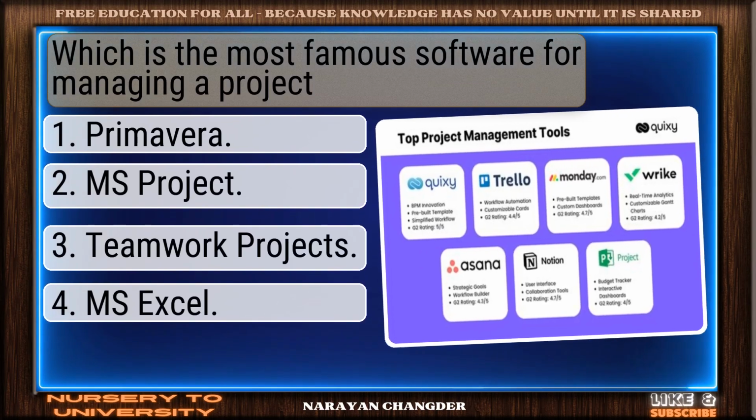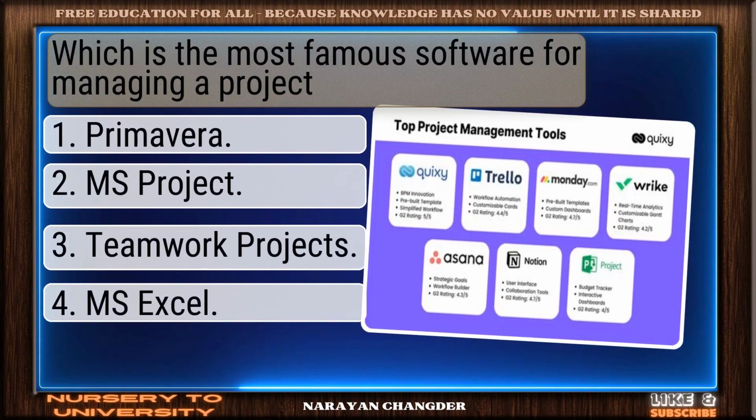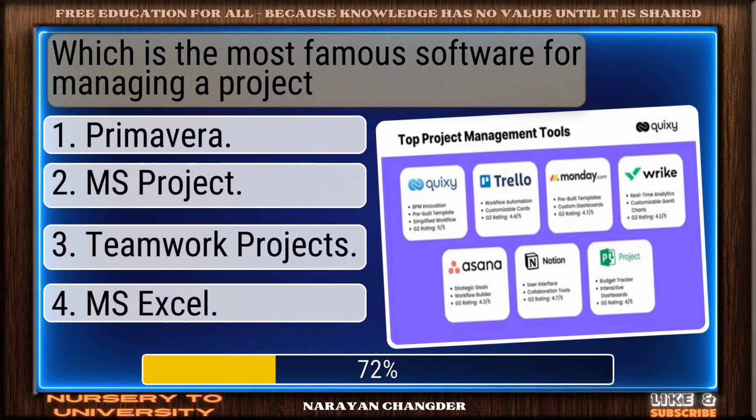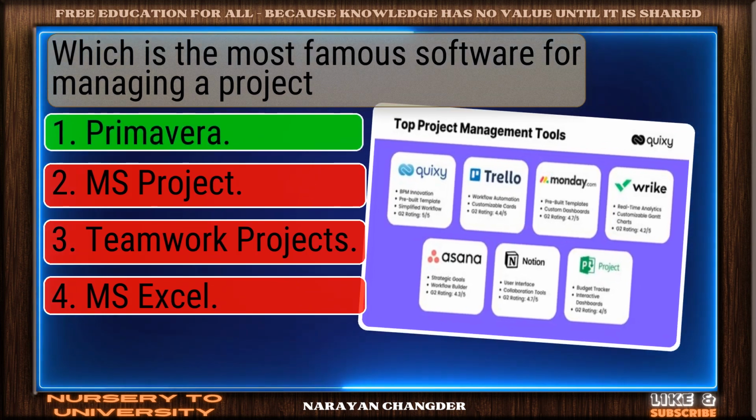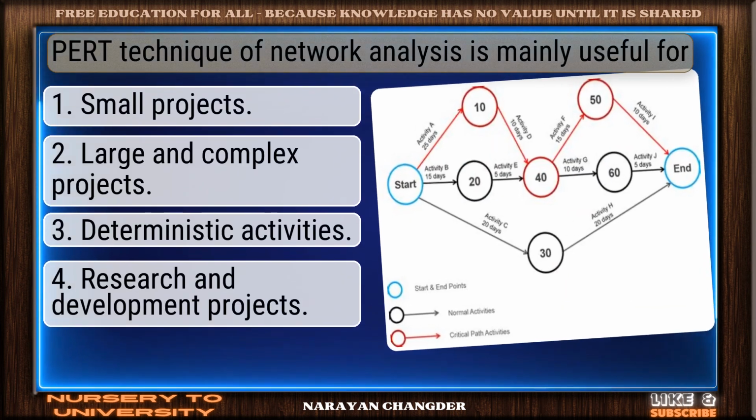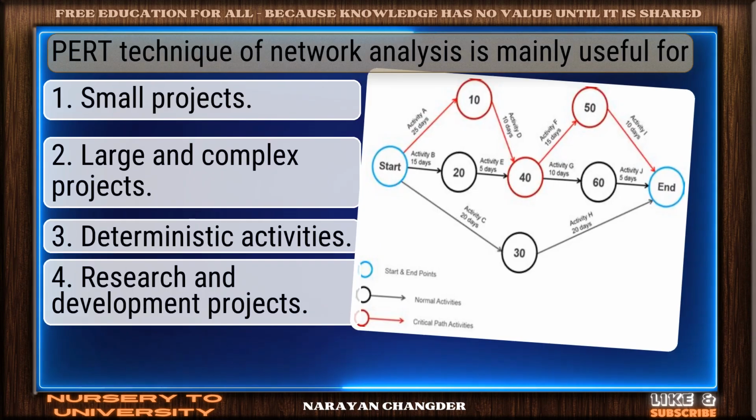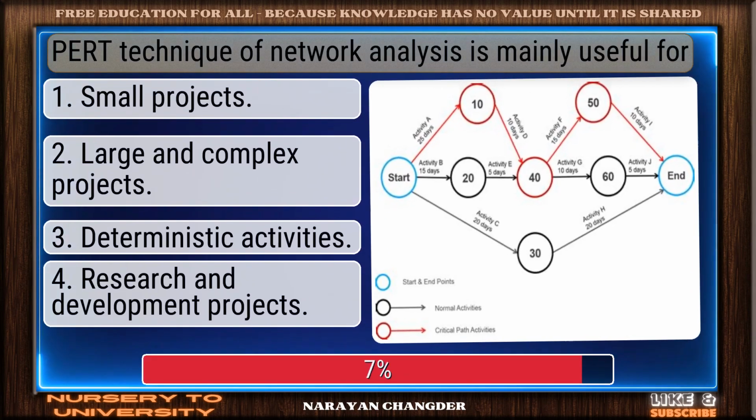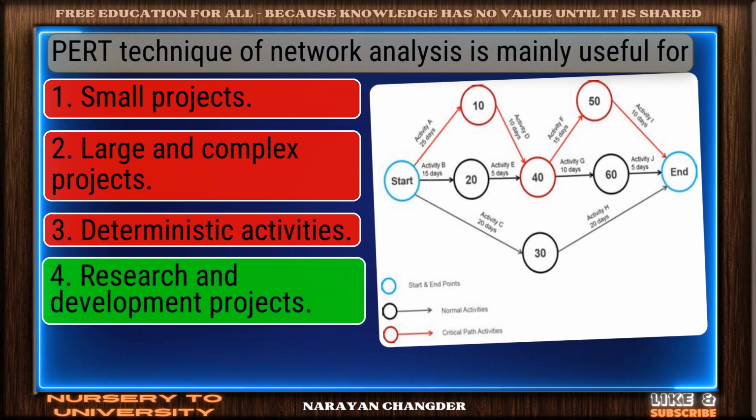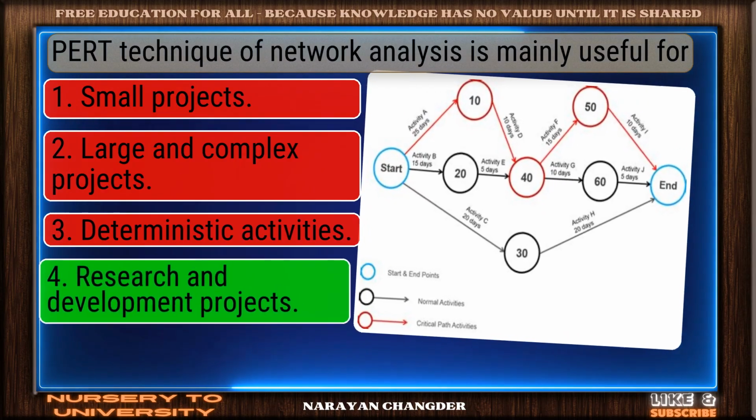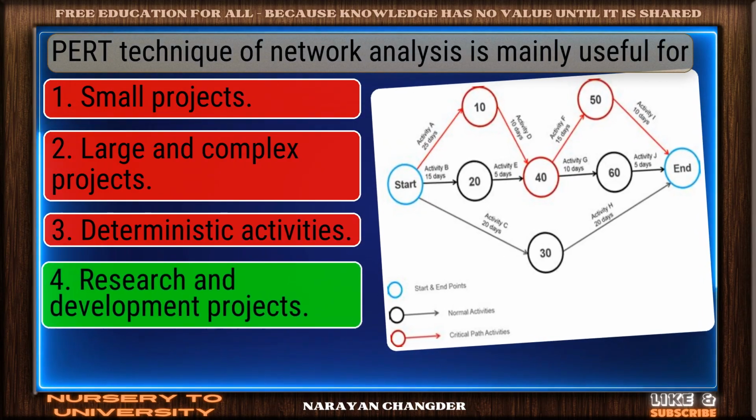Which is the most famous software for managing a project? On track. Primavera is the correct answer. PERT technique of network analysis is mainly useful for excellent. Research and development projects is a brilliant choice.